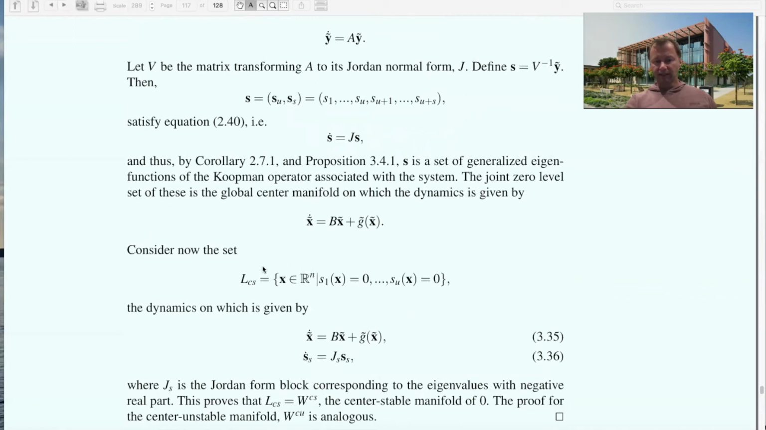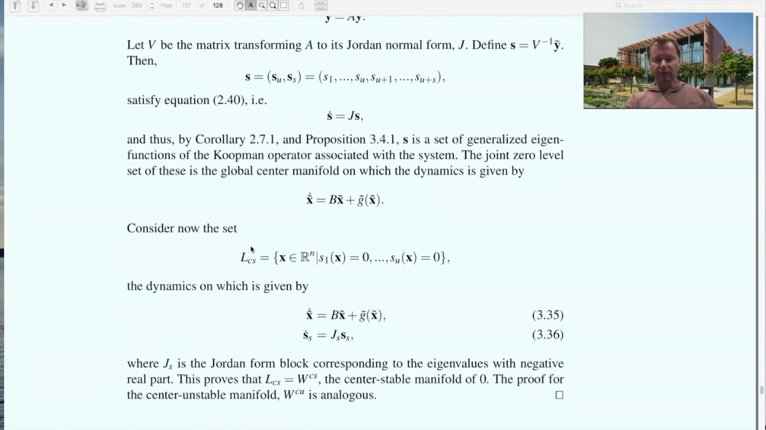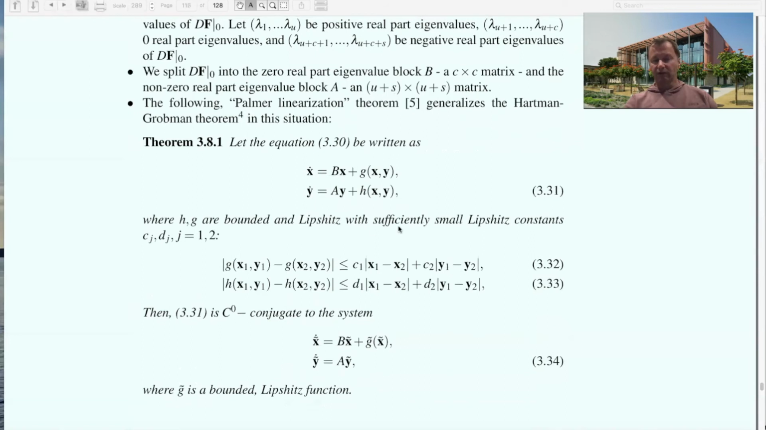Now, let's take the situation in which we set all the unstable eigenvalues to 0. Then we are going to obtain a set that is a center stable manifold on which the dynamics is driven in part by the center equations and in part by the stable equations, and of course, analogously for LCU, the center unstable manifold. So that gives us a nice global description of nonlinear systems with equilibrium.